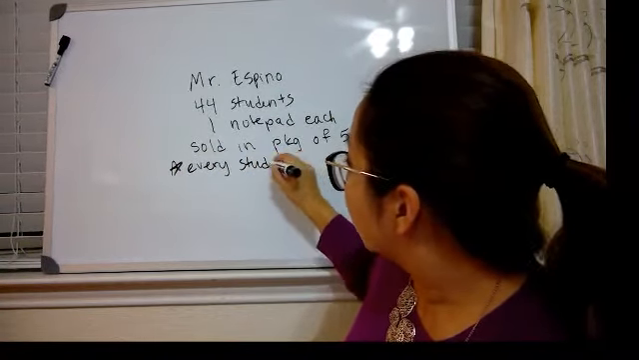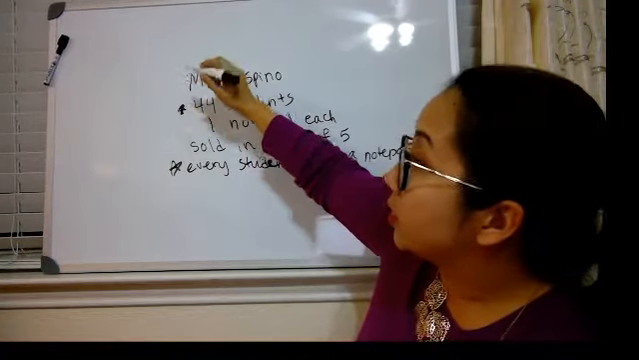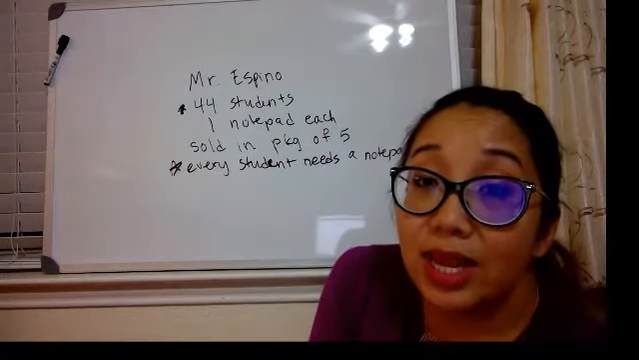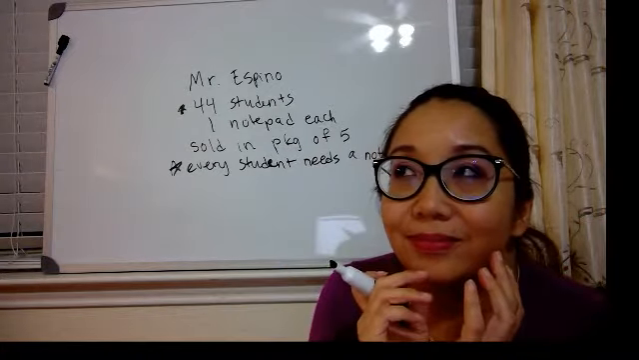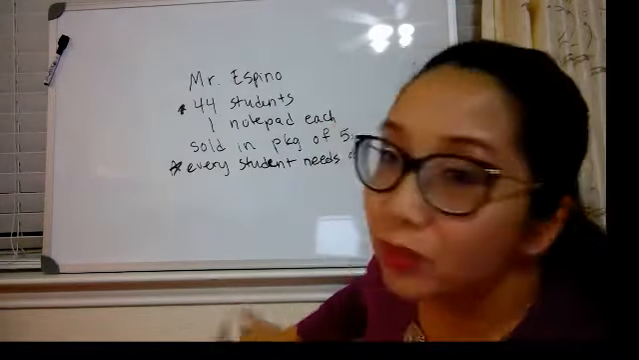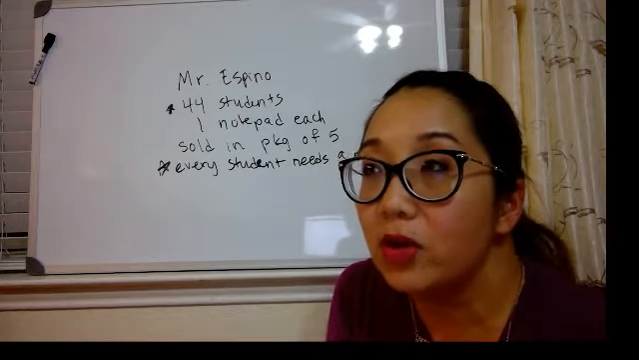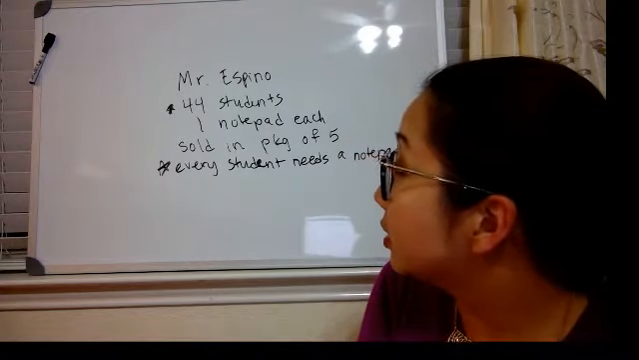And if every student needs a notepad, then this number is more important than the number of packages. Let me just restate as we work through this problem, okay? So the 44 students means he's going to have 44 notepads. And it doesn't matter if he has more than that. He just wants to buy just enough packages so that he can give away one notepad to every student, okay? So let's look at this.